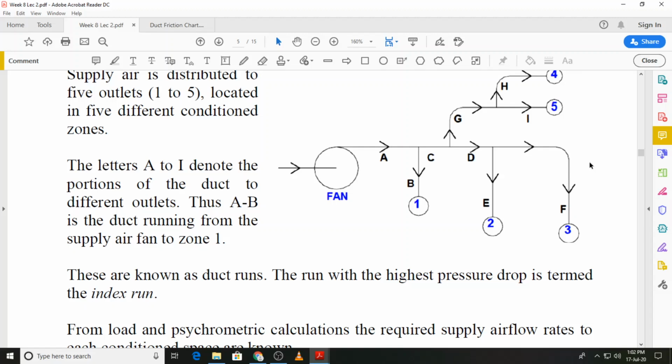Once we have done that, we will be able to identify the run with the maximum pressure drop, and that run is known as the index run. And it is important to know the index run because the fan selection will be based on the index run. The maximum pressure drop that you encounter must be overcome by the pressure that is developed by the fan.